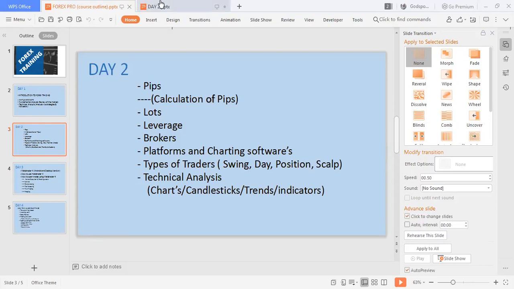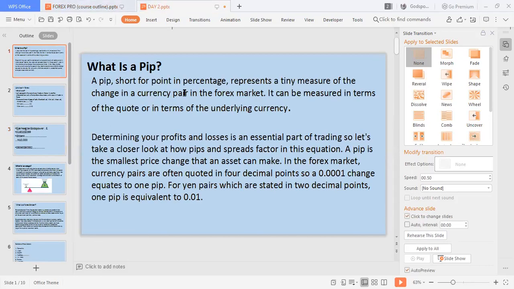Now, let's start. What is a pip? A pip is simply points in percentage, and it represents a tiny measure of the change in the currency pair or the forex market. It can be measured in terms of the quote or in terms of the underlying currency. Determining your profit and losses is an essential part of trading. So let's take a closer look at how pips and spread factor in this equation.